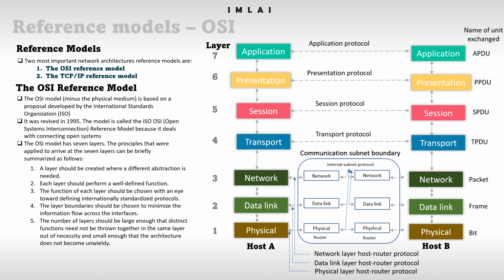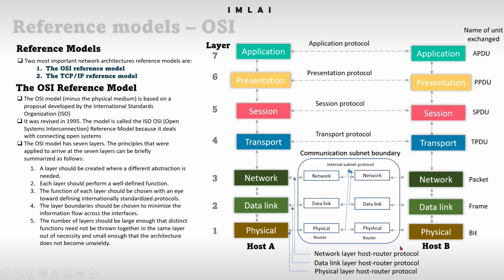Okay, so the physical layer is concerned with transmitting raw bits over a communication channel. The design issues have to do with making sure that when one side sends a 1 bit, so this is the name of the unit that will be exchanged at the physical layer, that is the bit, when host A sends a 1 bit, it is received by the other side as a 1 bit, not as a 0 bit.